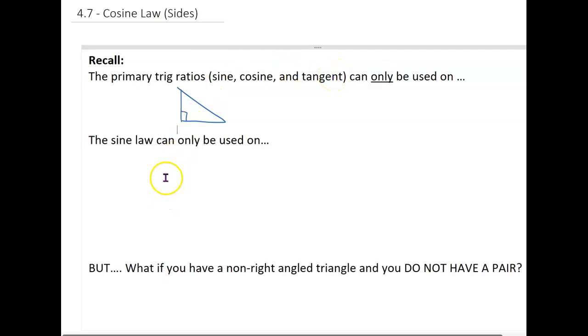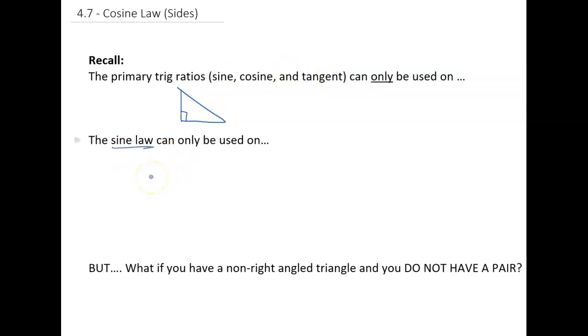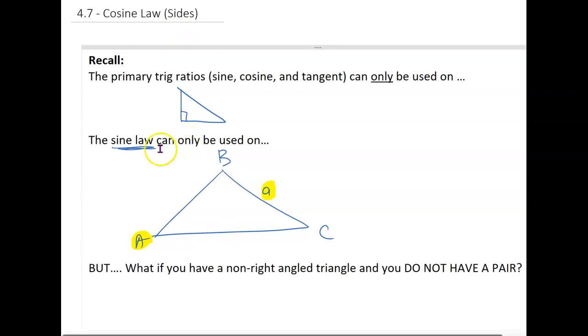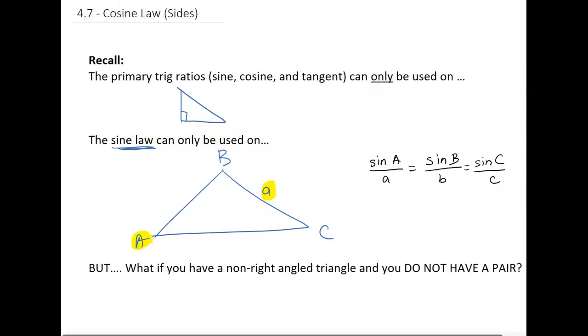Last class, I taught you about the sine law. And this one is applicable to triangles that are not right angle triangles. And in this case, you would have at least one pair. So you need at least one angle and one side length in order for us to use that law. So here it is, the sine law.